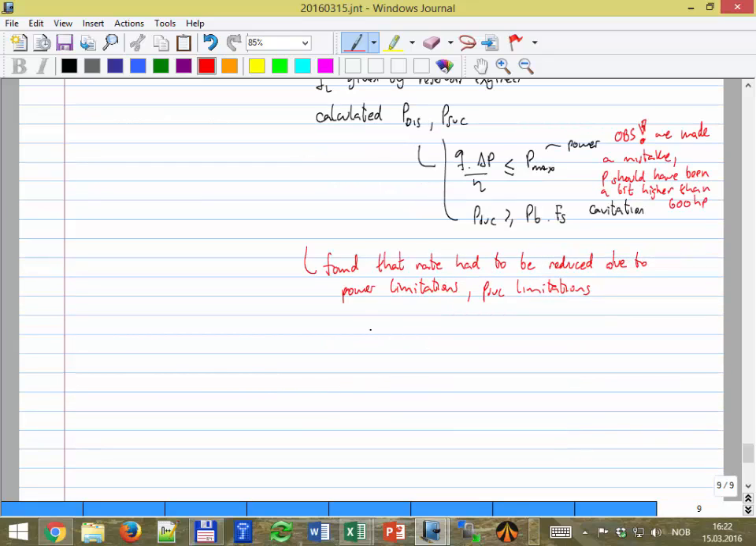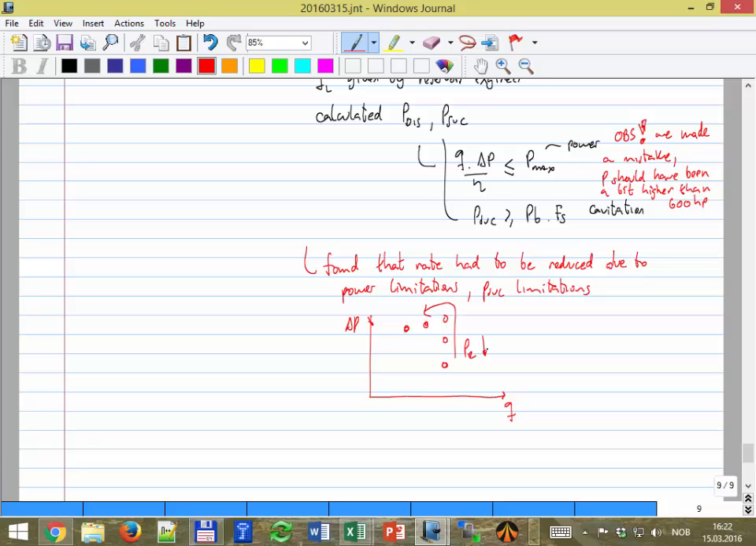Actually, the plot of delta P versus Q was something like this, 1, 2, 3, and that point should have been in the same rate, because we still had enough power, and then the other points like that. And this is the direction of P reservoir decreasing.